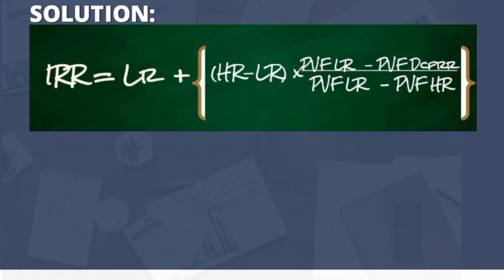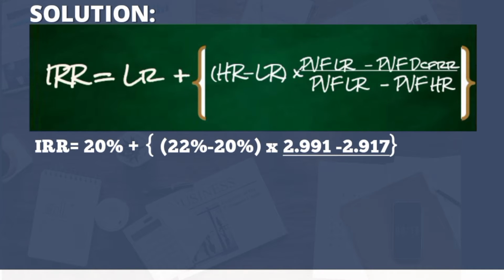So for the solution, internal rate of return is equal to LR plus HR minus LR times PVF LR minus PVF DCF IRR over PVF LR minus PVF HR. So, substitute lang natin yung mga values dito. So, IRR is equal to 20% plus bracket, open parenthesis, 22% minus 20% times 2.991 minus 2.917 over 2.991 minus 2.864.